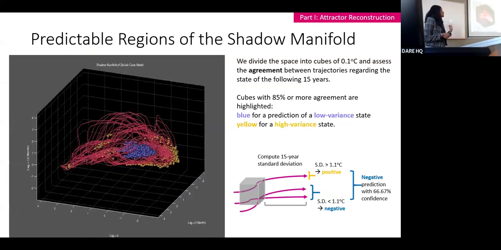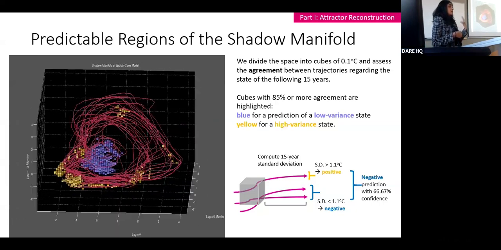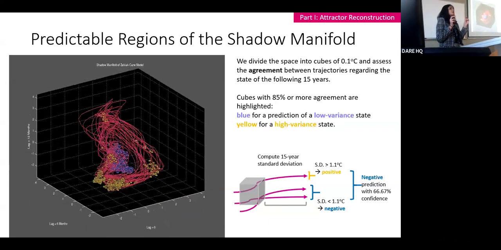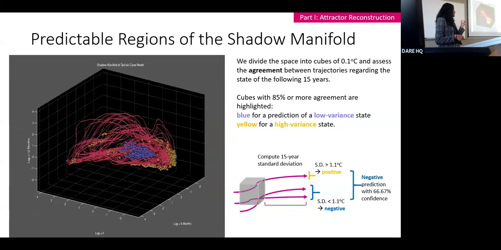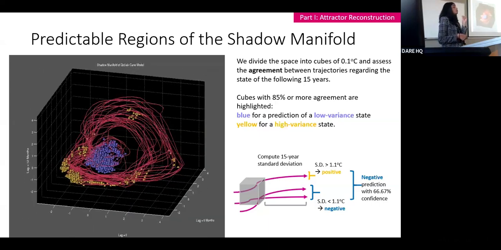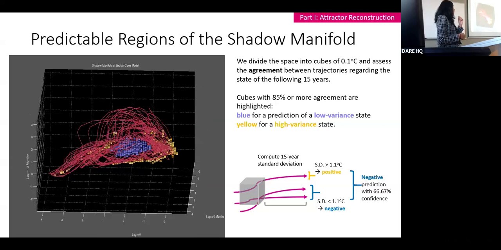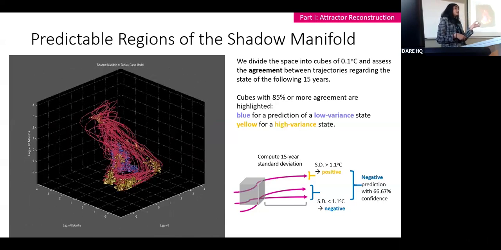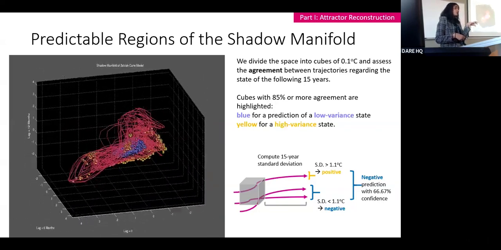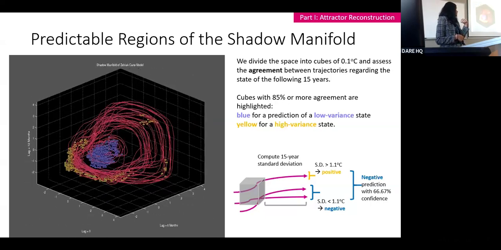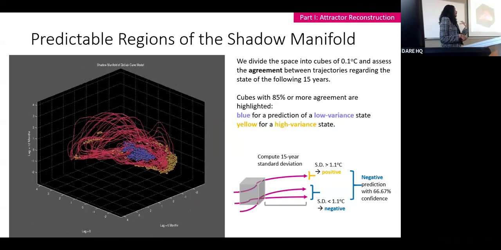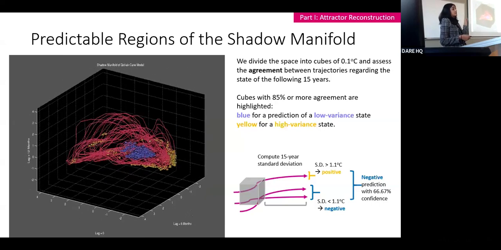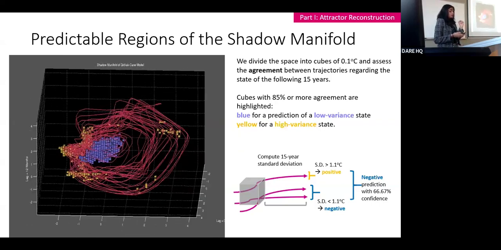Now, something you can do once you have the shadow manifold, which represents the attractor, is figure out which parts of the attractor are the predictable parts and which ones are the unpredictable ones. The parts I've colored in, those little cubes, were the most predictable parts of the attractor. If you're in the middle of that blue bit there, the system is about to spend the next 15 years or so in the low variance orbit. If you're in one of the yellow ones, it's going to spend the next 15 years or so in the high variance orbit.